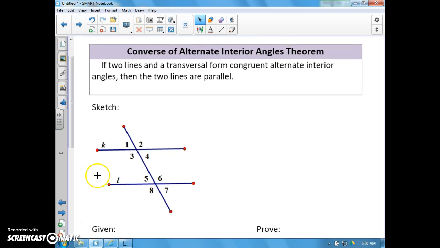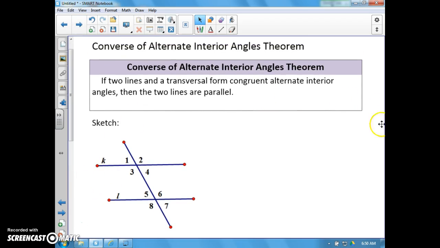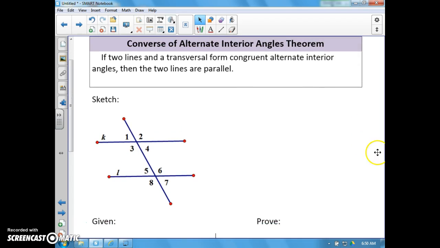All right, let's take a look at a full-blown proof for using a converse. So if two lines and a transversal form congruent alternate interior angles, then the two lines are parallel. So we have our sketch, but we have different givens this time. Here I have that we're going to start off with congruent alternate interior angles.